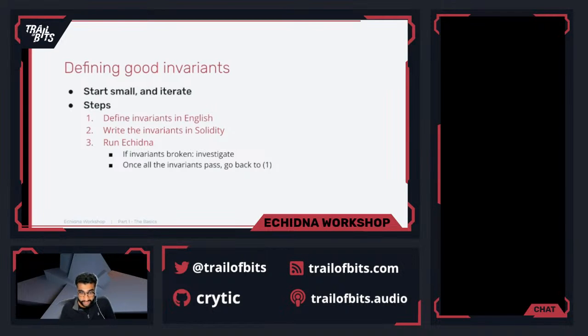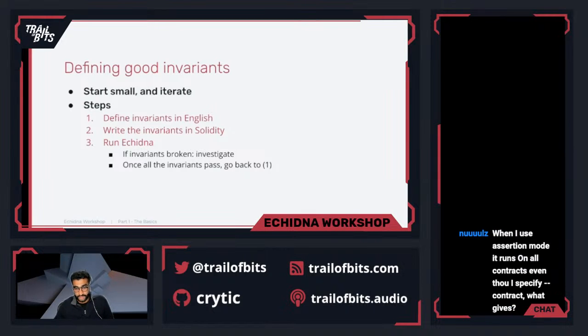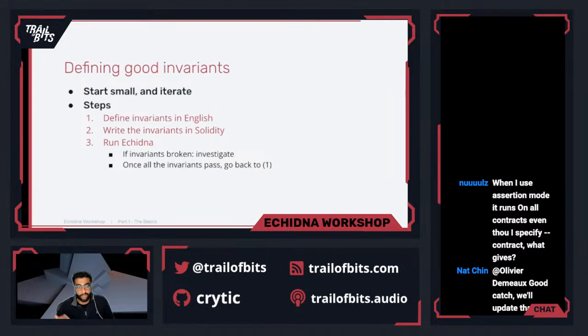And then once you have the invariants in Solidity, you run Echidna. And if the invariants break, you investigate, you go back and you fix it. That's sort of what we did in exercise one. We found the transfer bug, we fixed it. And then once we made the invariant pass, we went back to step one and we checked access controls. And access controls failed. So we can fix that as well. And that's sort of the iterative process you have to take when you work with Echidna.